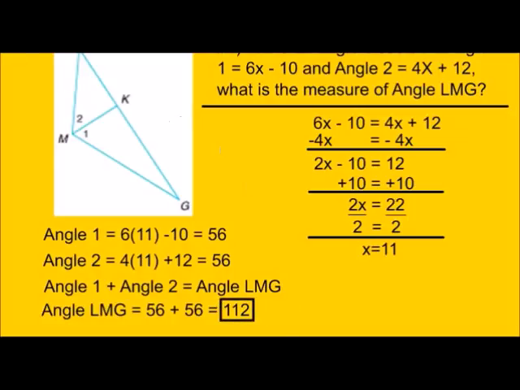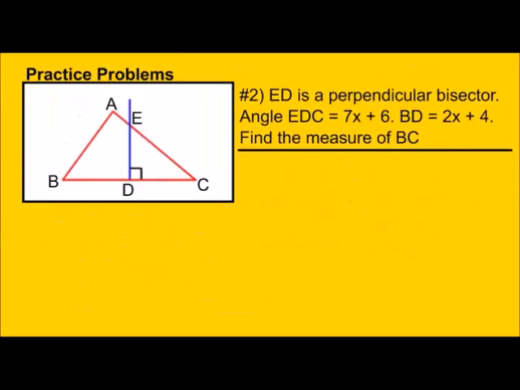Now we're going to move on to our next question. So here we have our second practice problem. It involves a perpendicular bisector. We have triangle ABC where ED is my perpendicular bisector. And remember, a perpendicular bisector does two things. Perpendicular tells me that that angle is 90 degrees. Bisector tells me that we're cutting the segment BC in half. So D is the midpoint, which means this segment is going to be congruent to this segment.